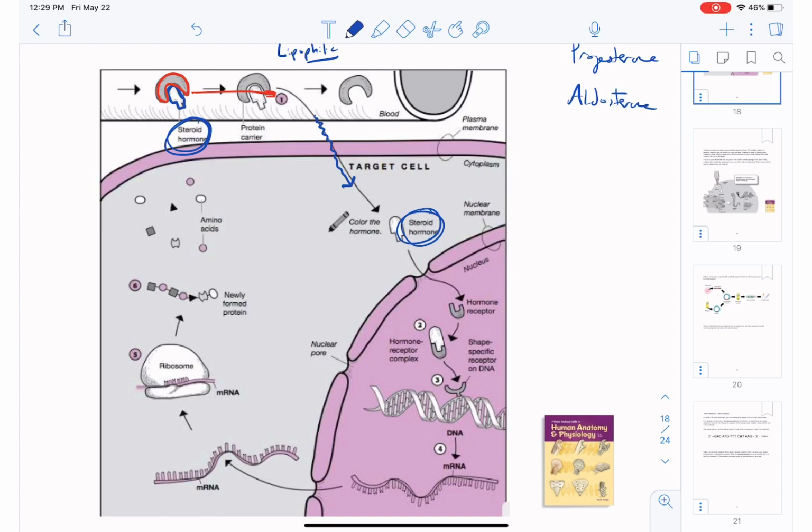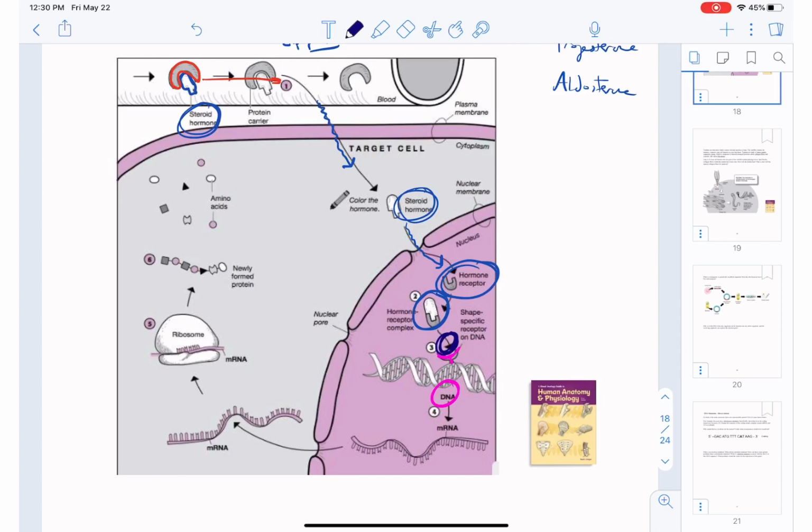What happens next is that that steroid hormone makes its way inside the nucleus and it binds to a receptor in the nucleus. So now you have this steroid hormone receptor complex. The next thing is that the hormone receptor complex binds to another receptor that's located on the DNA itself. And when that steroid hormone binds to the DNA itself, what it does is it stimulates gene expression.